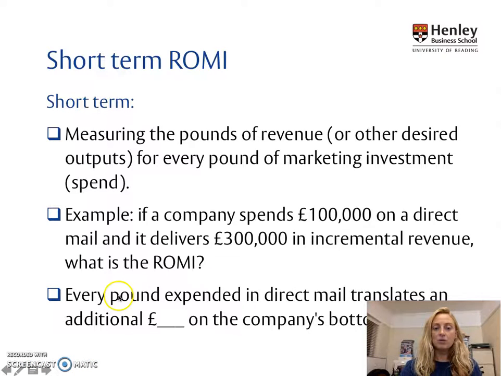Now, the next question was, what does it mean? Every pound expended in direct mail translates to an additional how much on the company's bottom line? So £1 translates to actually £2. It was 200%, so it translates to £2. That's a very simple calculation.